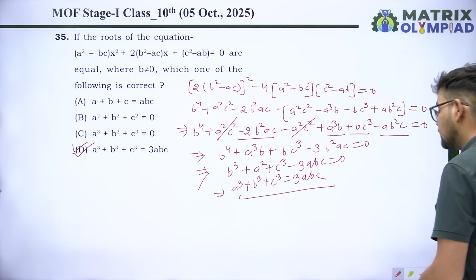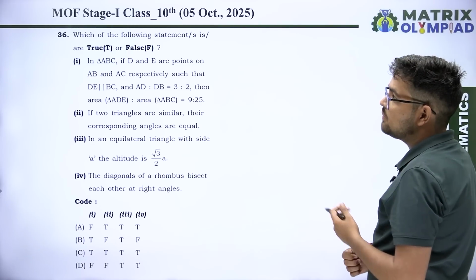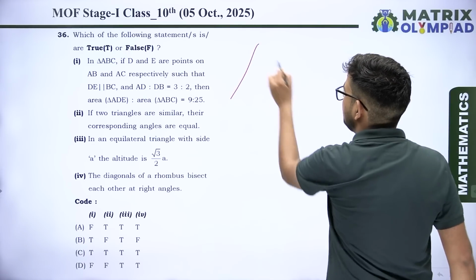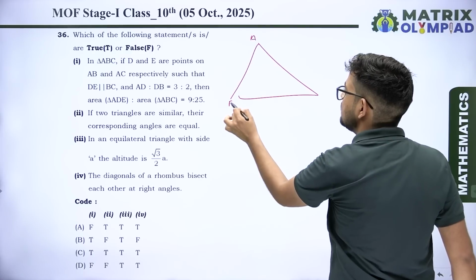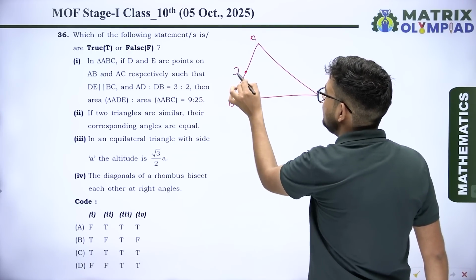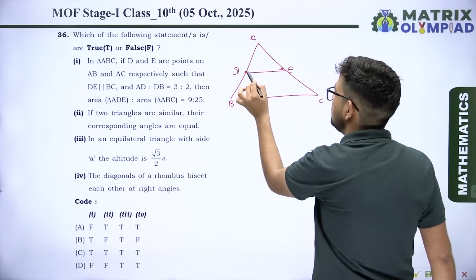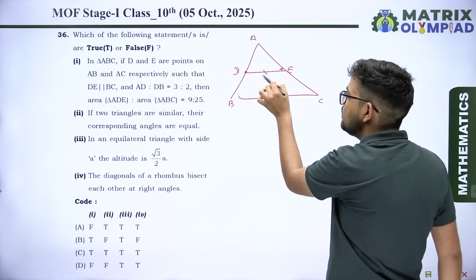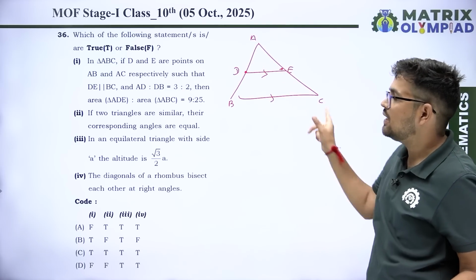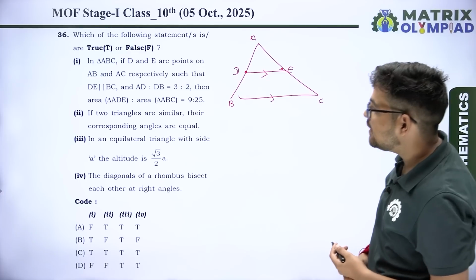Next question, which of the following statements are true or false? First, in triangle ABC, D and E are points on AB and AC such that DE is parallel to BC. It means triangle ADE and triangle ABC are similar.